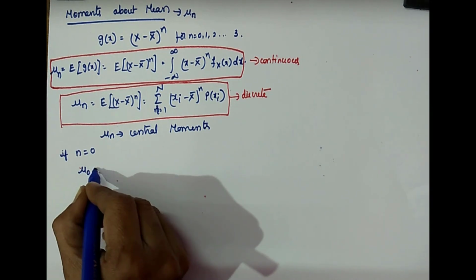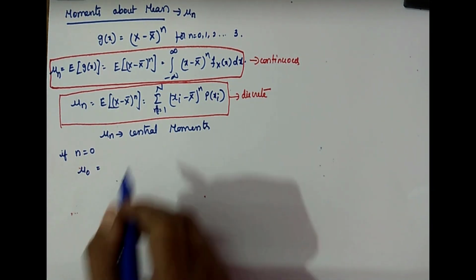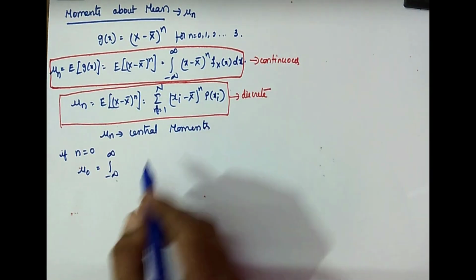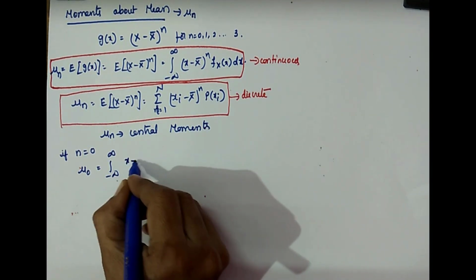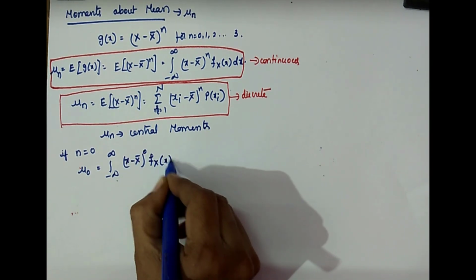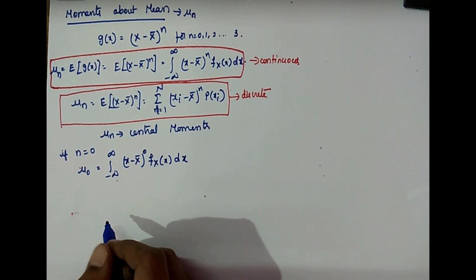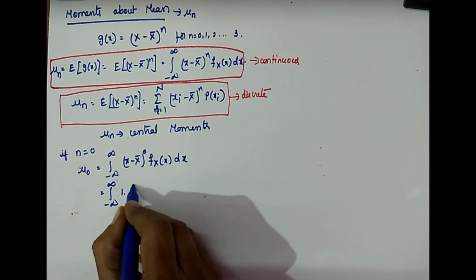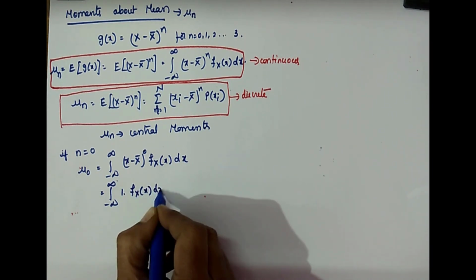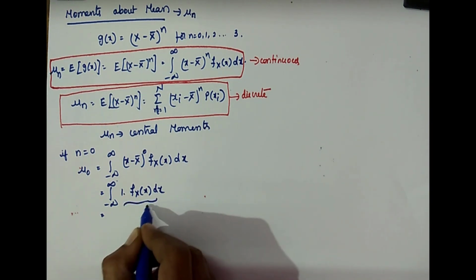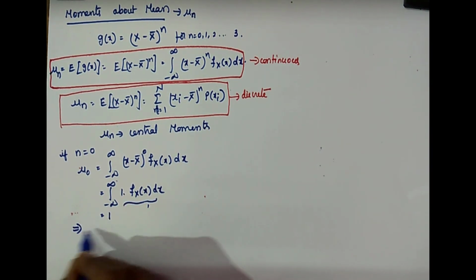I'll get mu naught, that is equal to the integral from minus infinity to infinity, just in the place of n keep 0, (x minus x bar) whole power 0 into fX of x dx. Yes, anything to the power 0 is 1, and fX of x dx, again, this is nothing but the area under the density curve. So it is equal to 1. So the answer is 1, which implies your mu naught is 1.